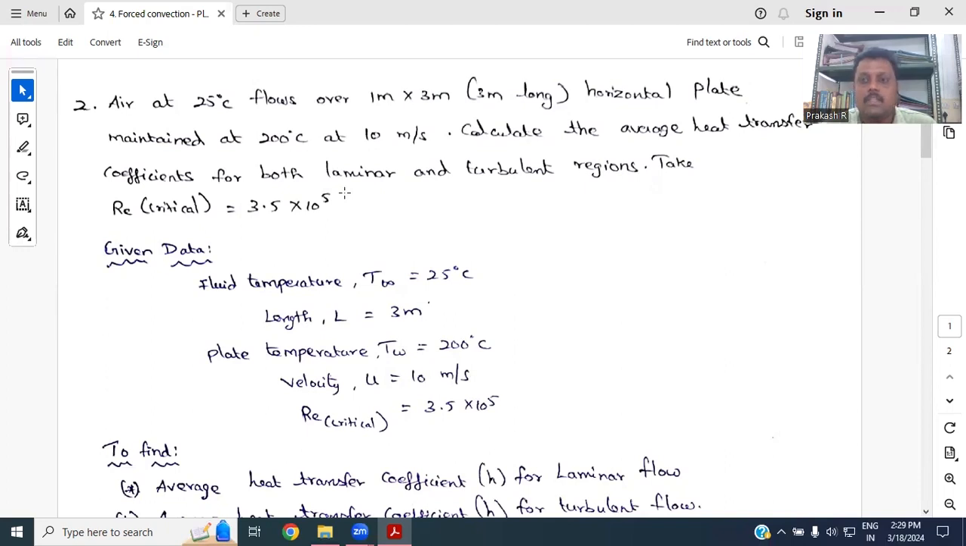So first we need to know how to identify whether the problem comes under free convection or forced convection. When, in the given data, the velocity value is given, it comes under a forced convection problem. If the velocity value is not given in a problem, it comes under a free convection problem.